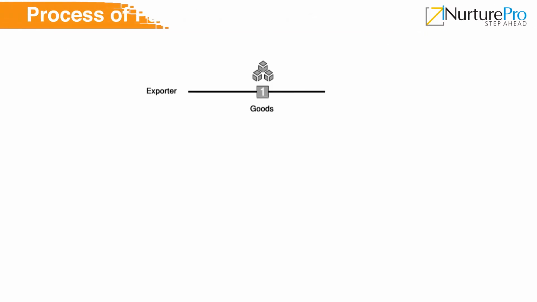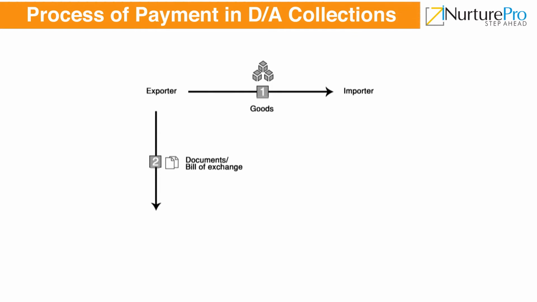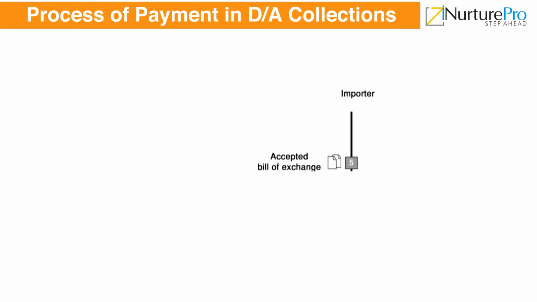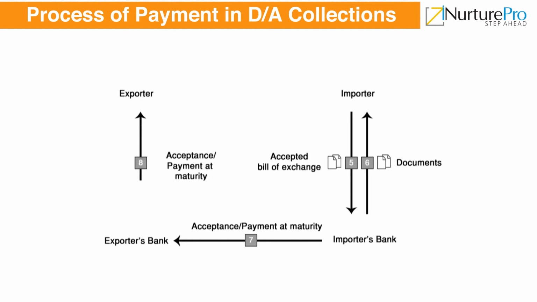The exporter extends credit to the importer for buying goods by using a time draft. The documents are released to the importer to receive the goods upon acceptance of the time draft. After accepting the time draft, the importer is legally obligated to pay at a future specified date. At maturity, the collecting bank contacts the importer for payment. Upon receipt of payment, the collecting bank transmits the funds to the remitting bank for payment to the exporter.